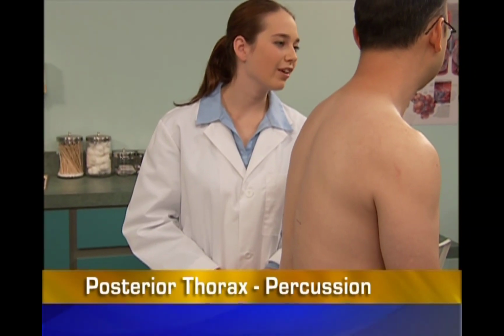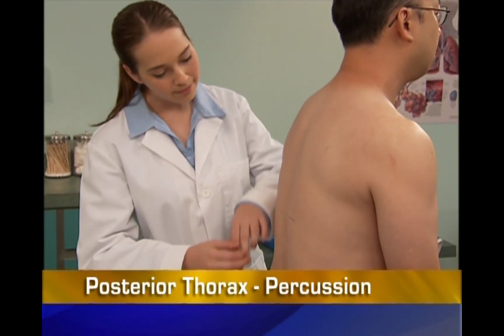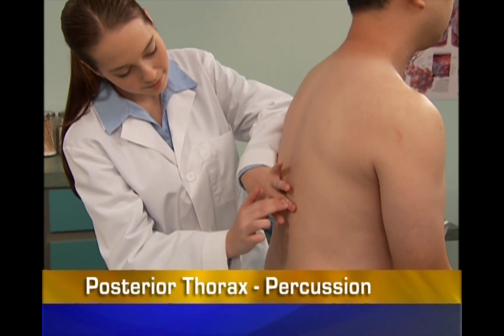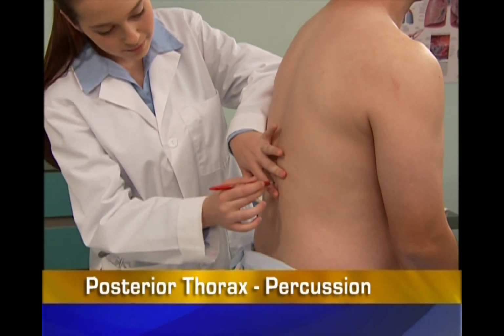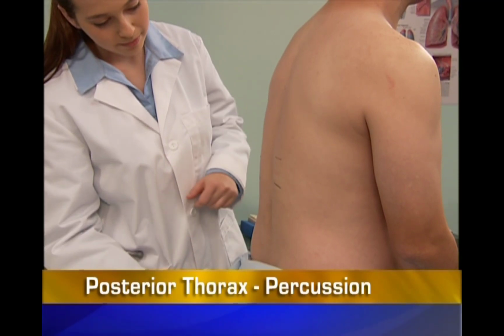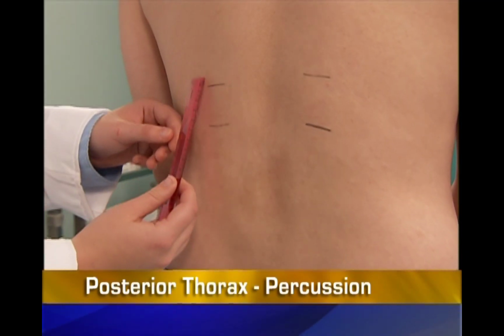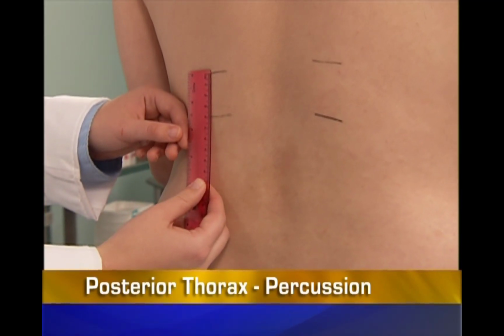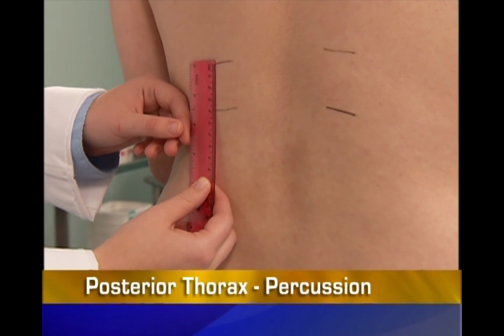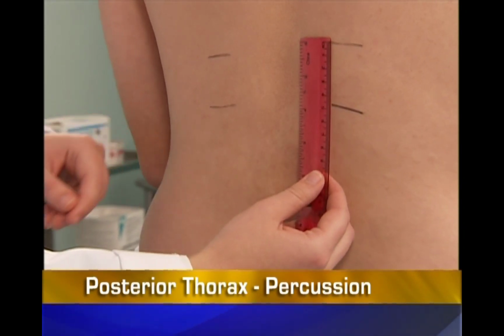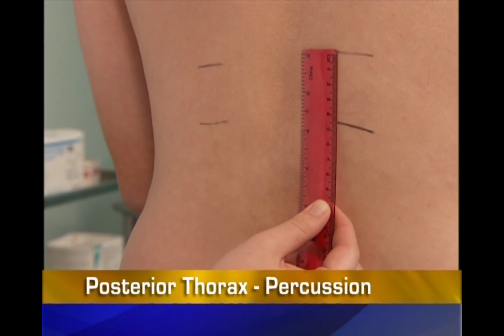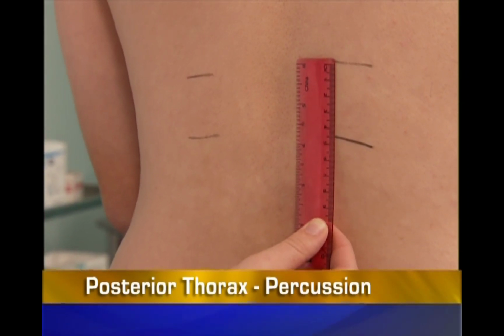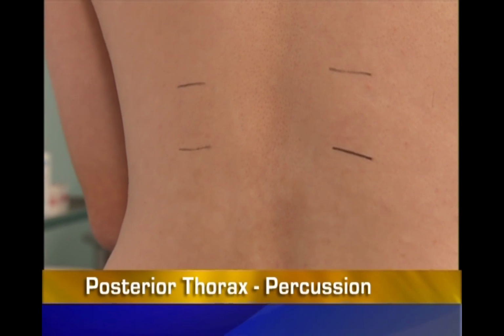Okay, now inhale and hold it. The diaphragm may be 1 to 2 centimeters higher on the right side because of the liver. Then measure the difference between the two marks. Diaphragmatic excursion should be equal bilaterally and normally ranges from 3 to 5 centimeters, or up to 8 centimeters in well-conditioned athletes.